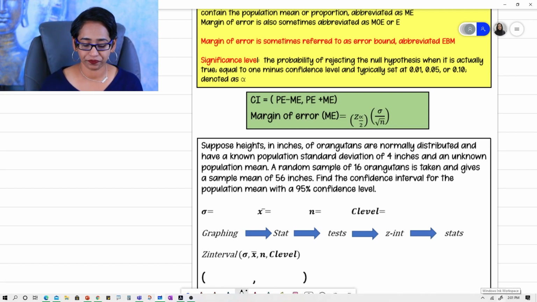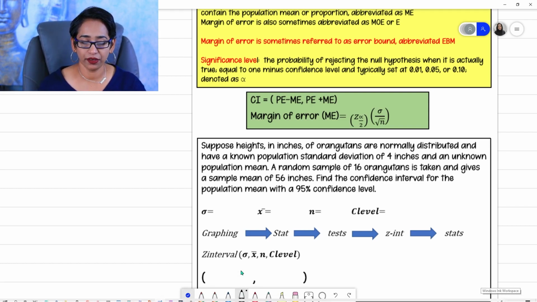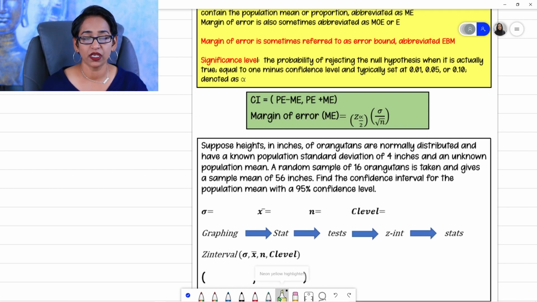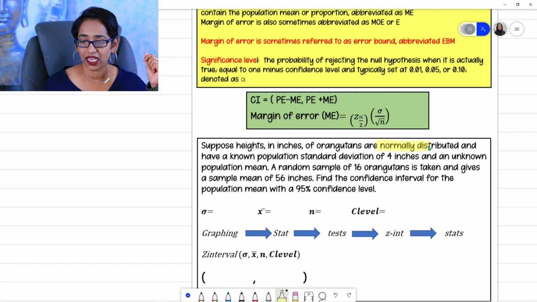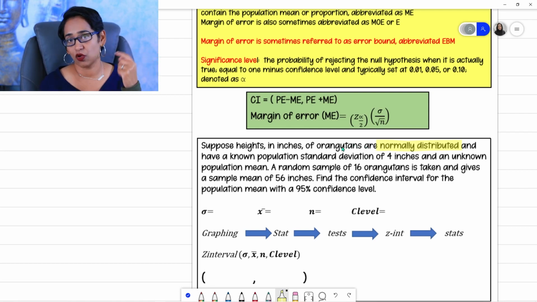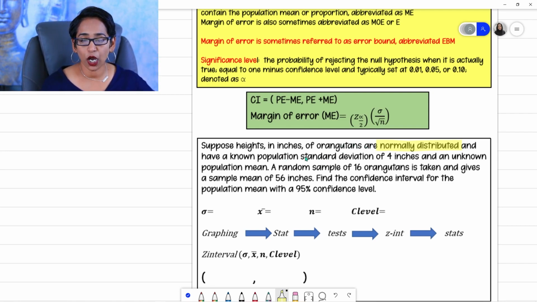All right. Let me get my highlighter. There you go. Suppose heights in inches of orangutans are normally distributed. I will highlight everything that I think is a point of interest. Normally distributed, I know it is a normal curve, right? And a known population standard deviation of 4 inches. So I know my standard deviation of the population is 4. An unknown mean. Okay, so the mean is unknown.